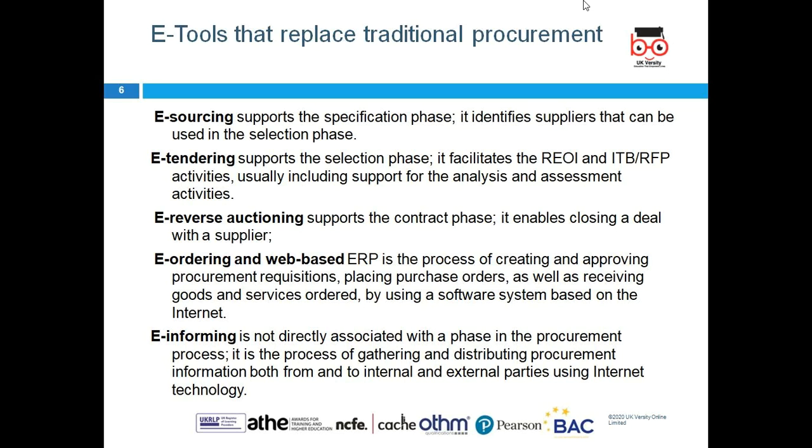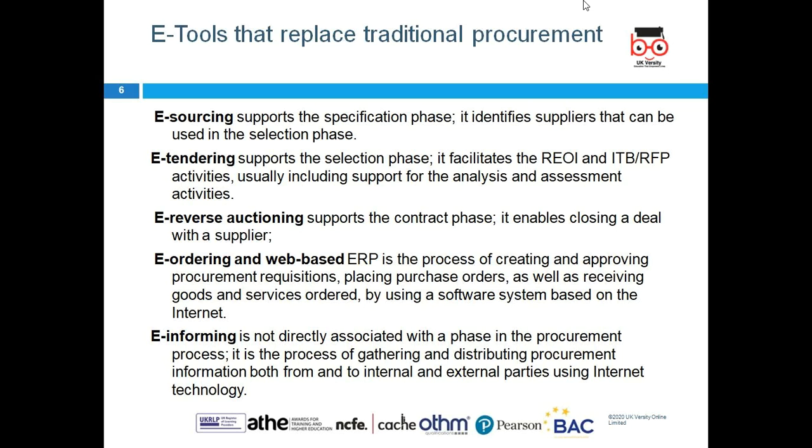That's the key. There are a lot of technology activities we can use. We're not looking at too much technology, but we're looking at the role of technology in procurement. It usually includes support of analysis and assessment activities, which can be e-tendering and e-reverse auction, and supporting the contract phase, enabling closing a deal with the supplier. Yes, you have a lot of quotations, you have a lot of auctions, but you can close it.